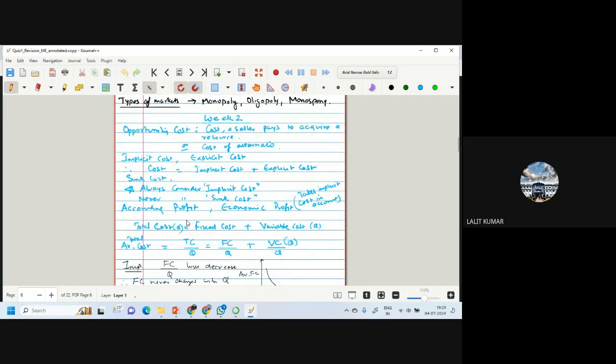And that is a basic difference between accounting profit and economic profit. In accounting profit, the implicit cost is not considered, whereas in economic profit, it takes both types of costs into account, both implicit and explicit.